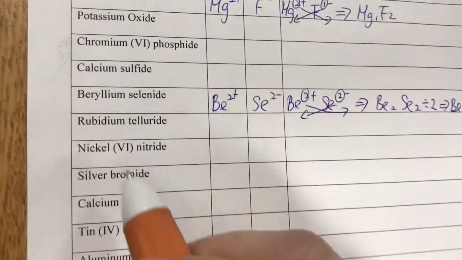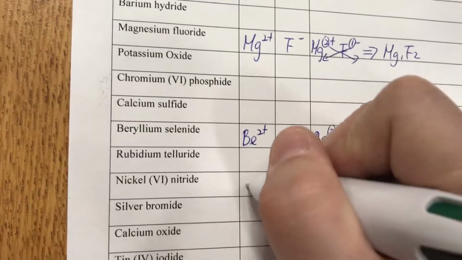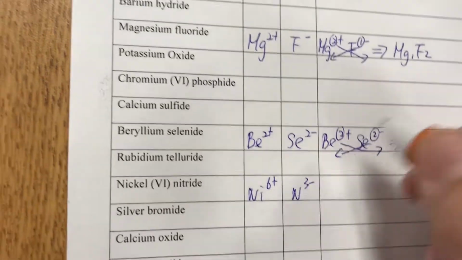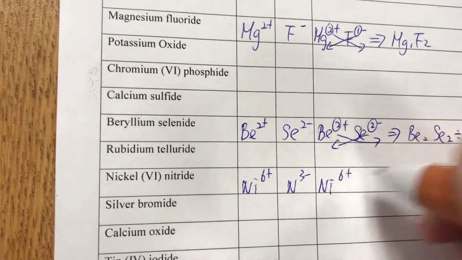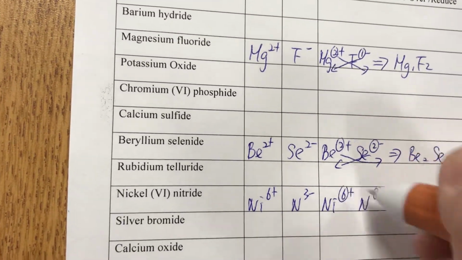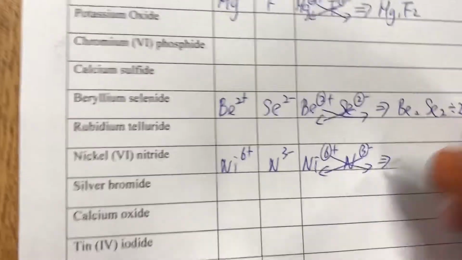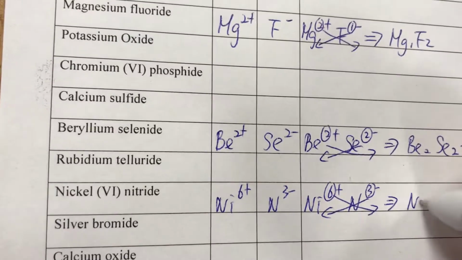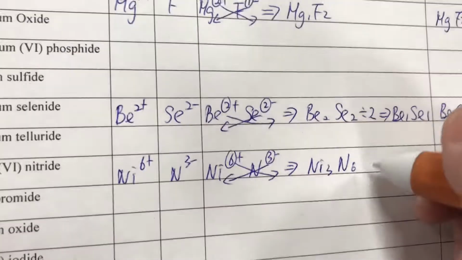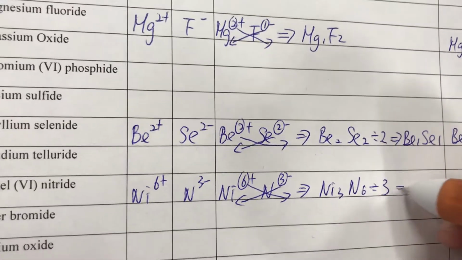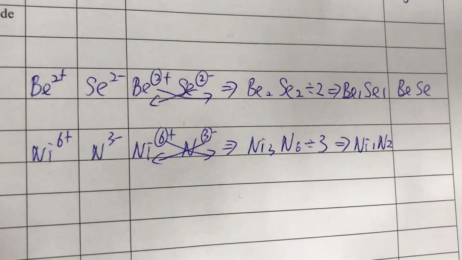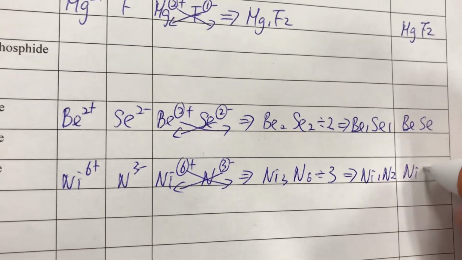Okay, let me do one more. Nickel(VI) nitride. Nickel(VI) is nickel 6+. Nitride is N3−. We write Ni6+, N3−. We circle the number only. We bring them down. Okay, so Ni3 on the bottom, and N6, and we divide by 3. We reduce them. So we get Ni1 and N2. But then we don't write the 1, so the final formula is NiN2.